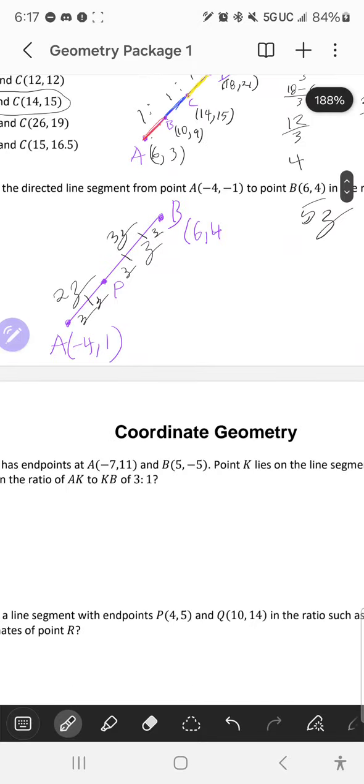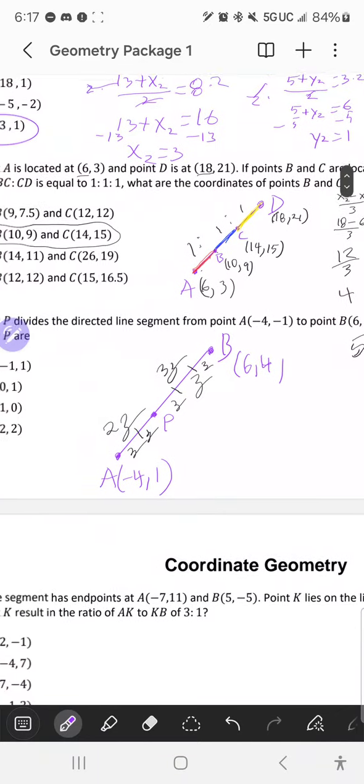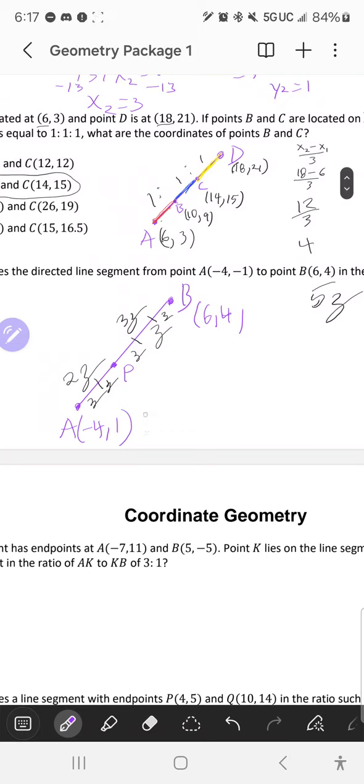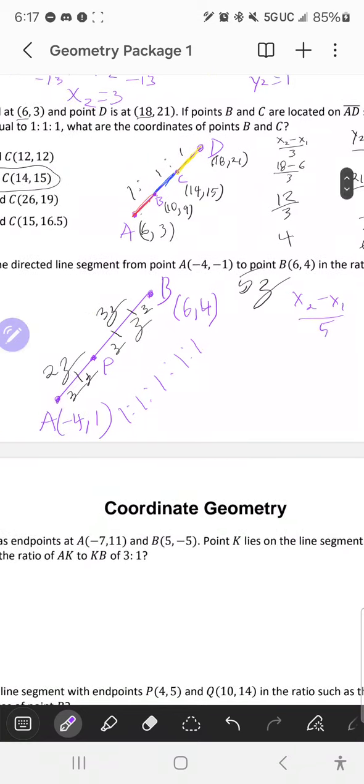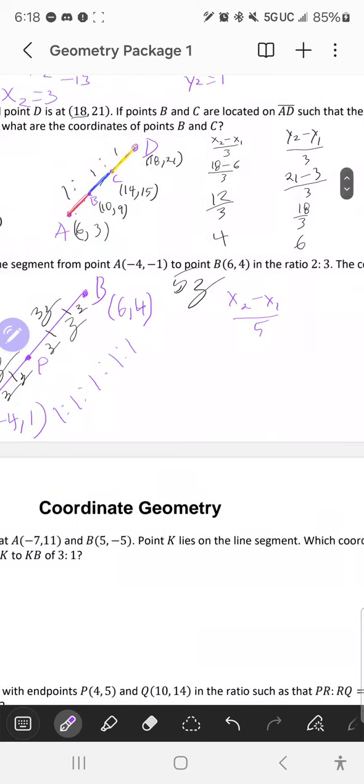Now, if you realize there are 5 c's, so I can basically do what I did here. Each of these c's are going to have a ratio of 1 to 1 to 1 to 1 to 1. The only difference is that they are now 5. So I can do exactly the same as I did before, but instead of using 3, I can use 5. So over here, I have x2 minus x1 over 5. And I can know the change of the x in each of the little segments.